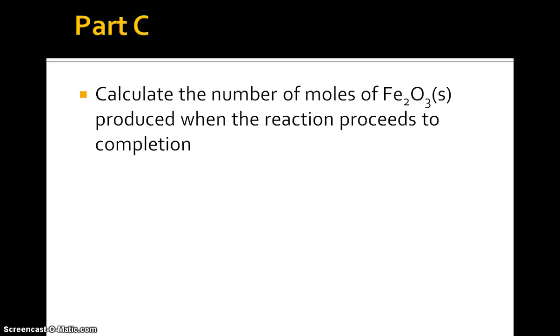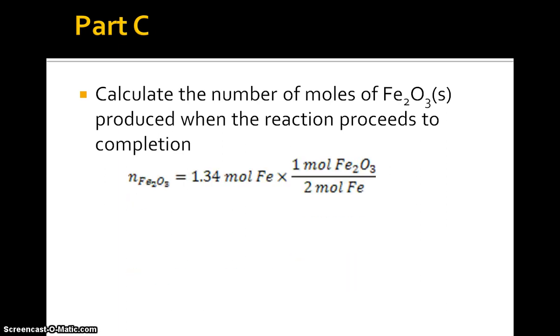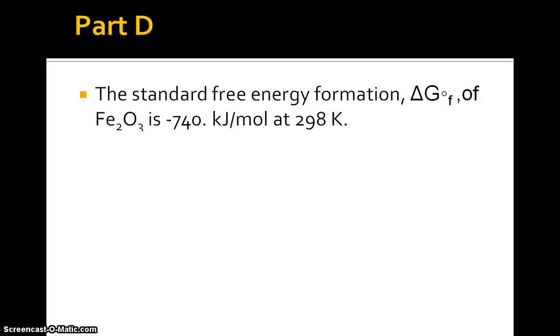Part C. Calculate the number of moles of iron oxide produced when the reaction proceeds to completion. So to do this, we are going to use our limiting reactant and use the molar ratio that was given in our equation to find that there is 0.67 moles of iron oxide.